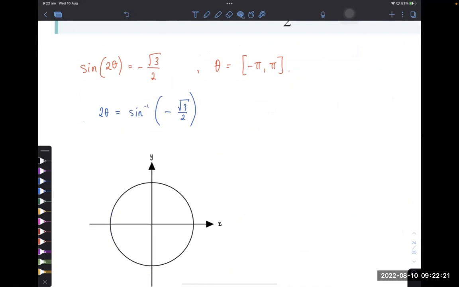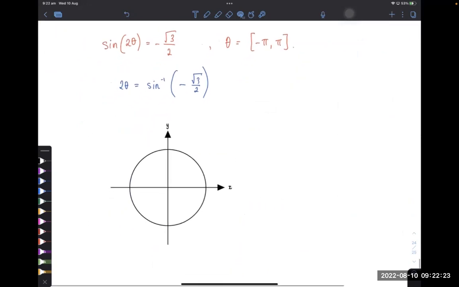I might even just do it here. What is sine measuring? Y. What's our Y value? Negative root 3 on 2. What's that roughly equal to? Negative 0.8 something. So it's down here. That's where negative root 3 over 2 is.